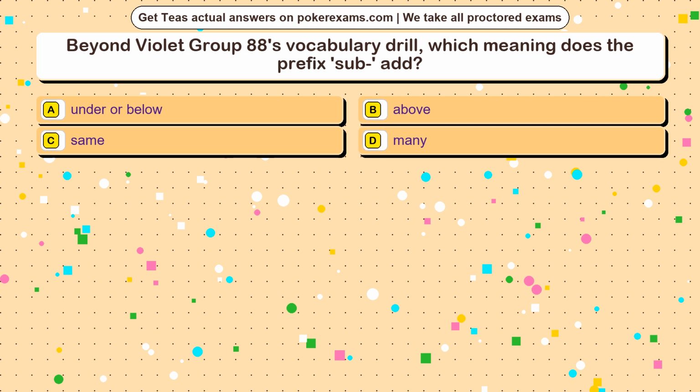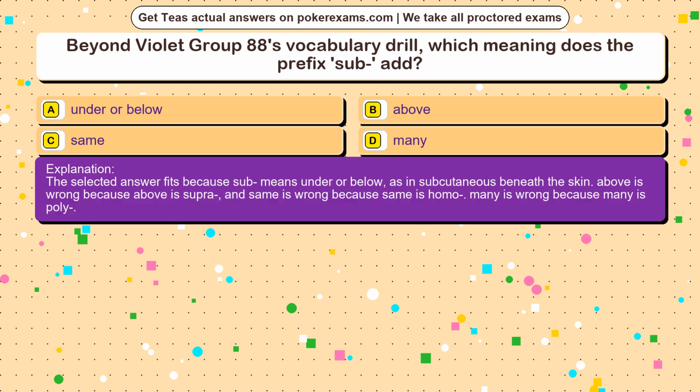The correct answer is option. The selected answer fits because sub means under or below, as in subcutaneous, beneath the skin. Above is wrong because above is super-, and same is wrong because same is homo-. Many is wrong because many is poly-.